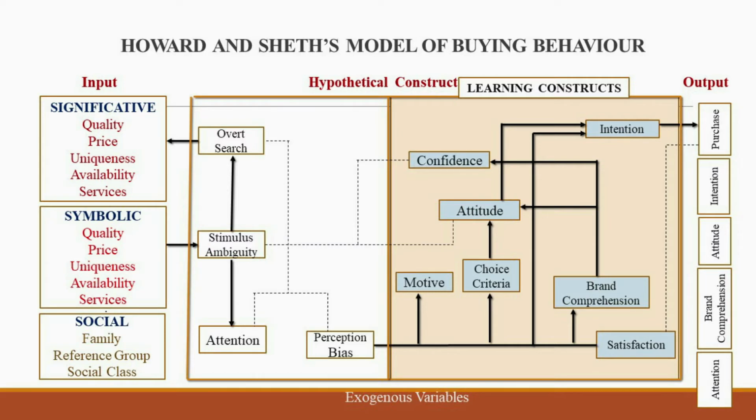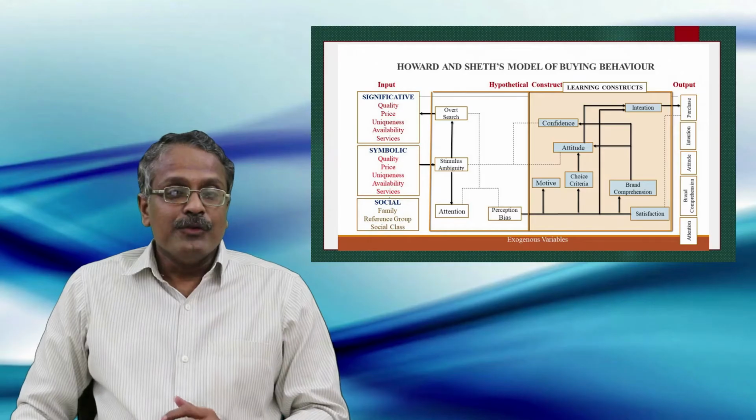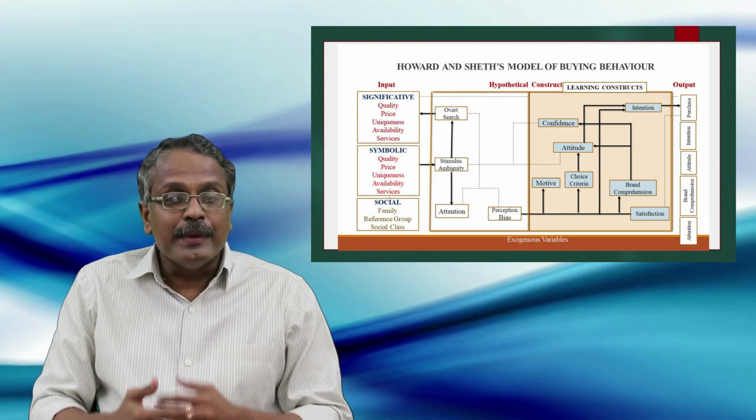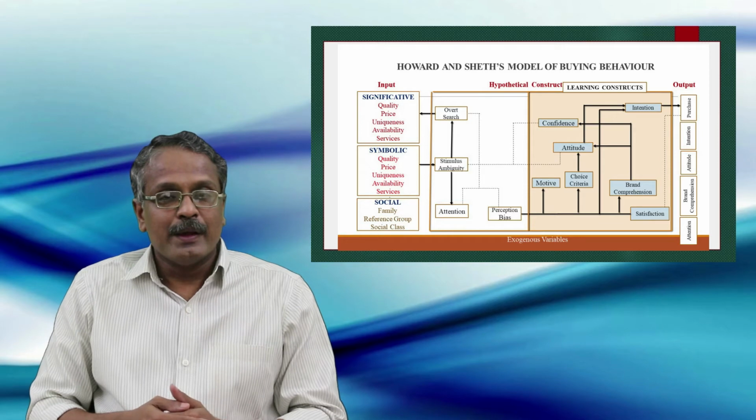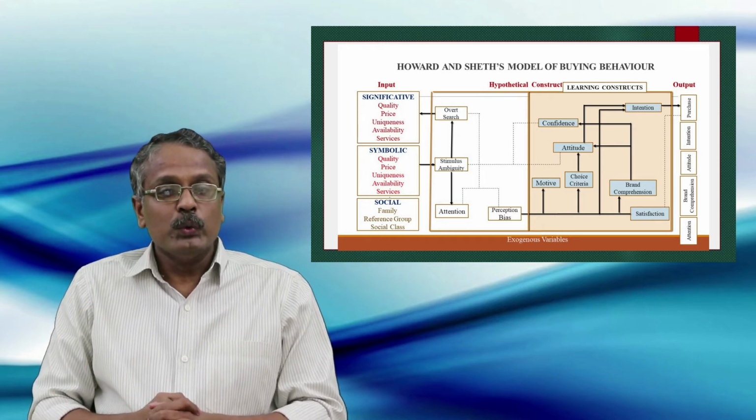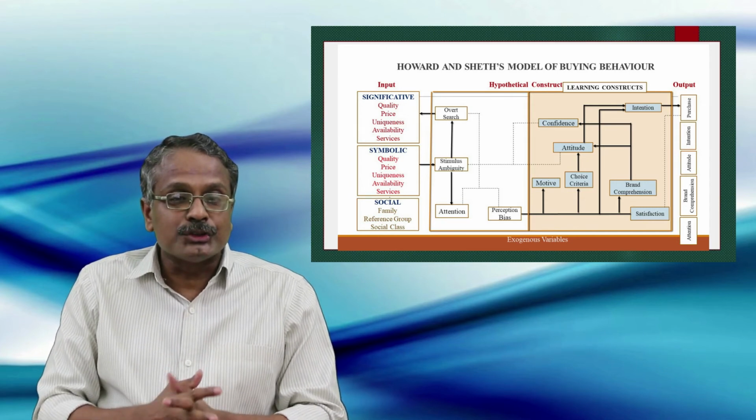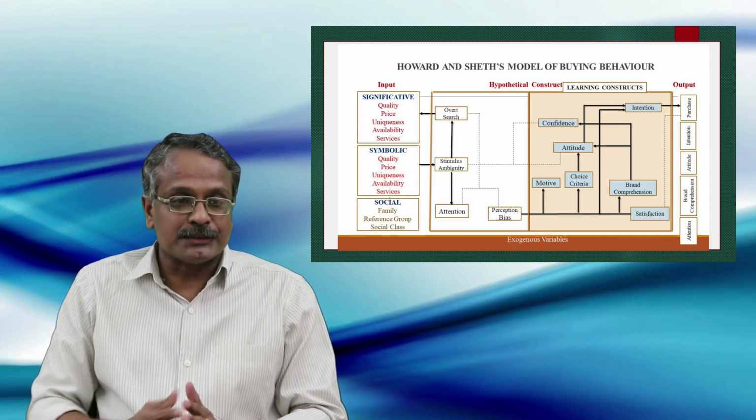When we look at the diagram, we can see that this set of constructs include variables such as motives, confidence, attitude, choice criteria, brand comprehension, and purchase intention. We have already studied that learning is the basis of behavior and learning makes changes in behavior. In the case of buying behavior also, learning is relevant. This is the reason why this stage is called learning constructs.